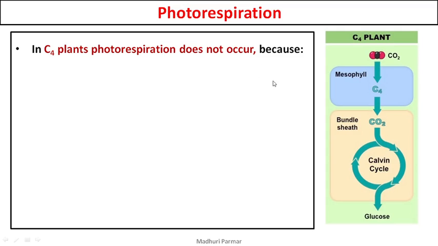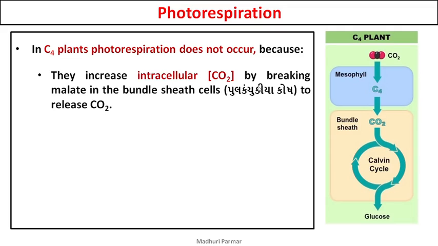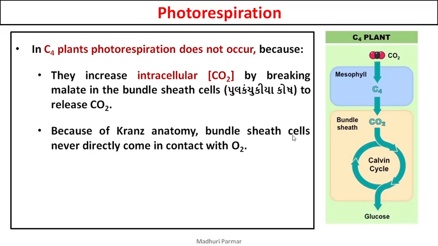In C4 plants, photorespiration does not occur, or it occurs in very small amounts, only sometimes. Otherwise, the majority of the time, it does not occur at all. Why? Because they increase the intracellular carbon dioxide concentration. So in this bundle sheath cell where the Calvin cycle is taking place, there is so much more carbon dioxide compared to oxygen that only carbon dioxide will be fixed. No oxygen will be fixed. Because of Kranz anatomy, the bundle sheath cells never come in contact with oxygen. Only the mesophyll cell can come in contact with different gases. The bundle sheath cells do not really come in contact with oxygen at all.